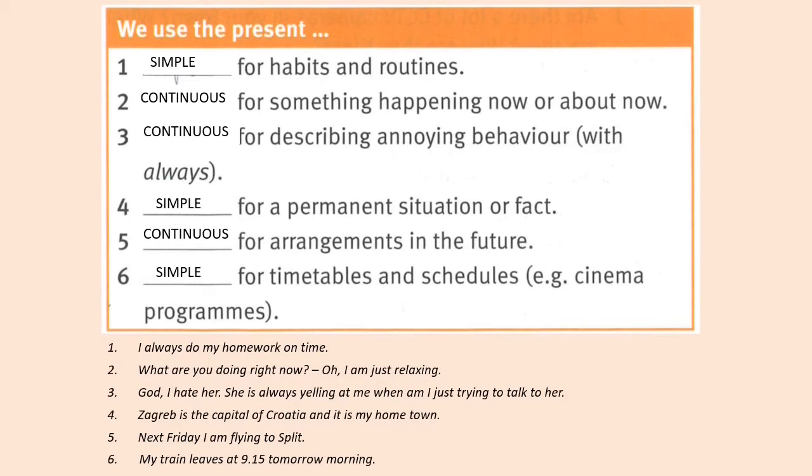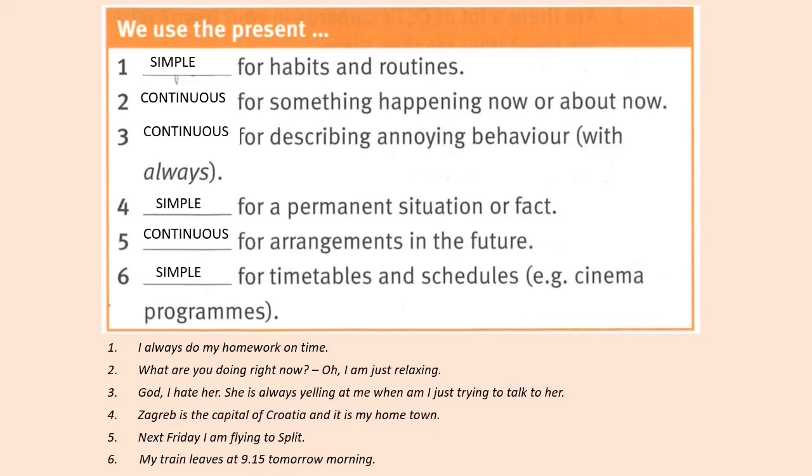On the other hand, the present continuous is used for something happening right now or about now, like in the second sentence. What are you doing right now? Oh, I'm just relaxing and watching some TV. We use the continuous form also for describing annoying behavior, but be careful, you should use the adverb always when talking about annoying behaviors. Like in the third sentence, God, I hate her. She is always yelling at me when I'm just trying to talk to her.